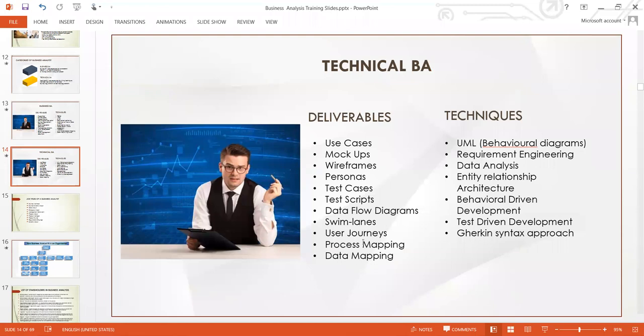It doesn't end only at process maps. We have data mapping. As a business analyst, you need to map data very well. When I was starting, I thought process mapping and data mapping were the same thing, but they are two different things. Data mapping is done during data migration. Data migration is something business analysts do. Data integration.